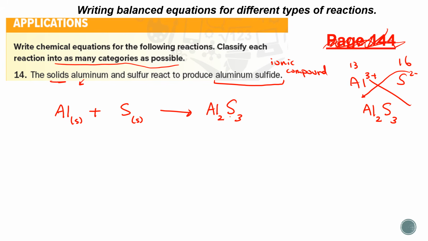Now balance the equation. 2Al here, so put 2. You have 3S, so put 3. What type of reaction is this? Synthesis.